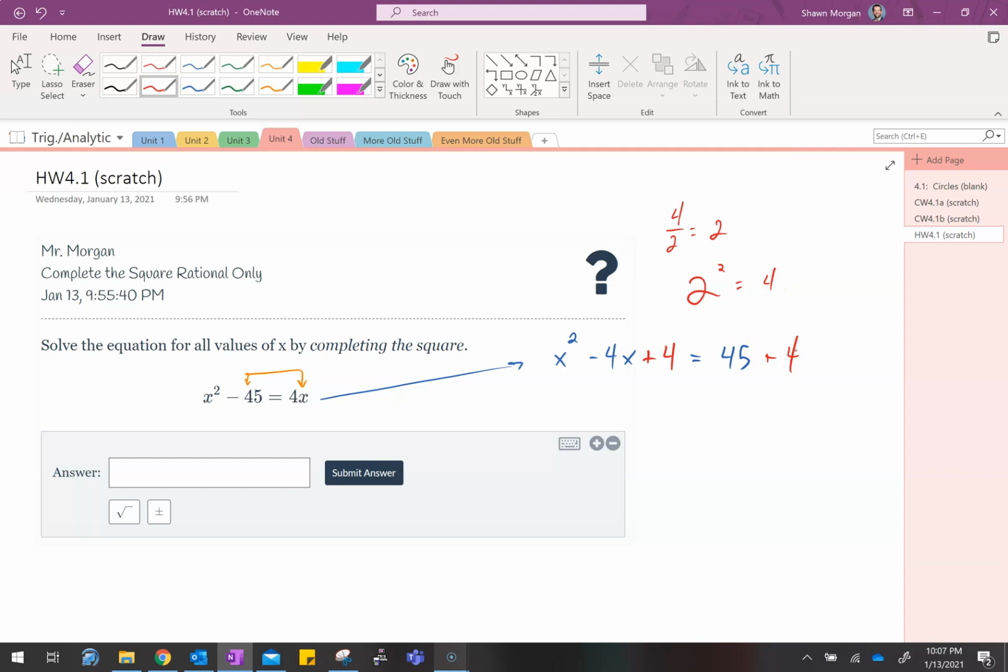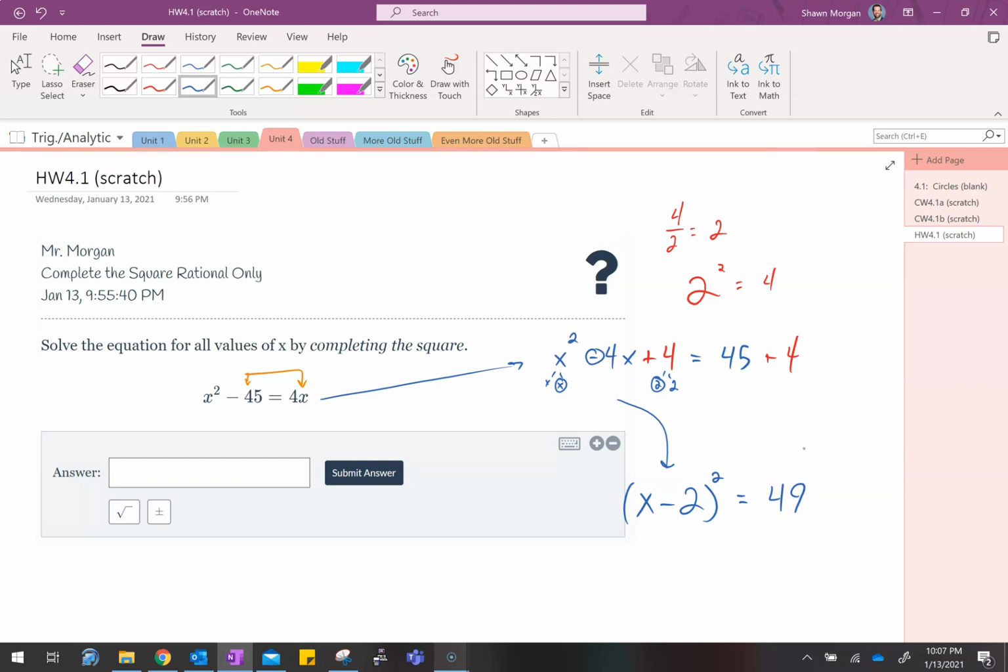Now all they're asking for here is to solve the equation. So if we factor this out, I'm going to take this a step further now. It's going to be x times x, 2 times 2, and then that minus sign in the middle. So that left-hand side is going to factor out as x minus 2 quantity squared. And then what's 45 plus 4? That's going to be 49.